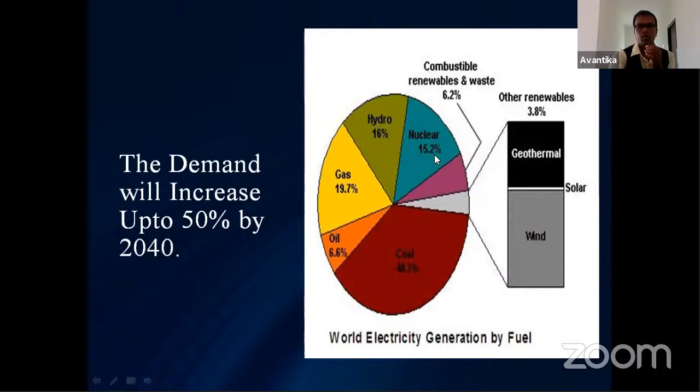So in this idea, I will tell you the overall flow chart of the world electricity generation by fuel. So right now we are getting 15.2% from nuclear sources, and 16% from hydro sources. So we are getting the electricity from hydro sources for 16%, and also 19.7% from gas, and 6.6% from oil, and the remaining from coal.